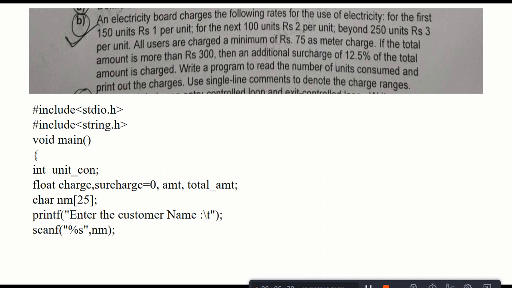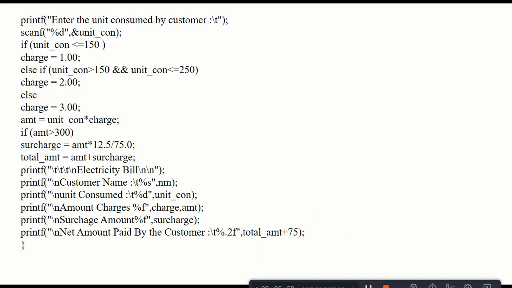Then we write the program in void main. We declare integer unit, float charges, surcharges equal to 0, and amount, total amount, and character array char name[25]. When we produce a bill, there is a name, so we have to print the name. First, we ask to enter the customer name and store it. Second, enter the units consumed by the customer, and store how much the customer consumes.